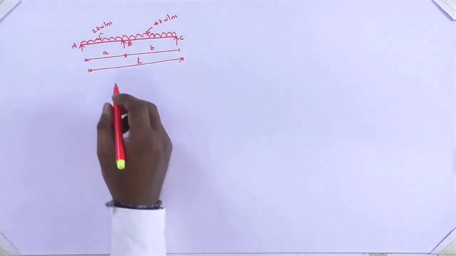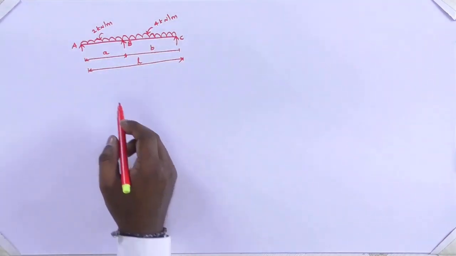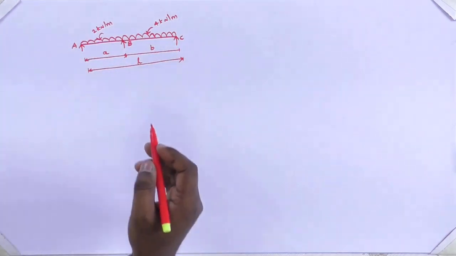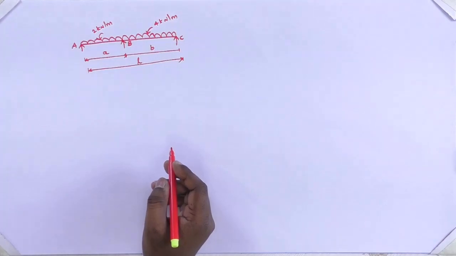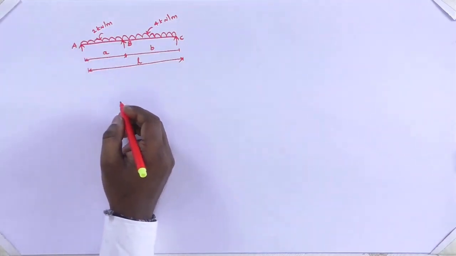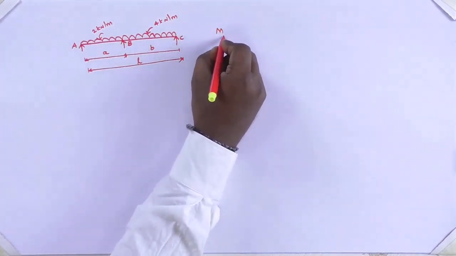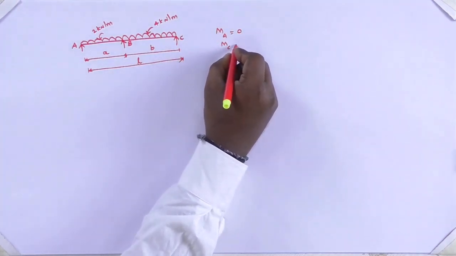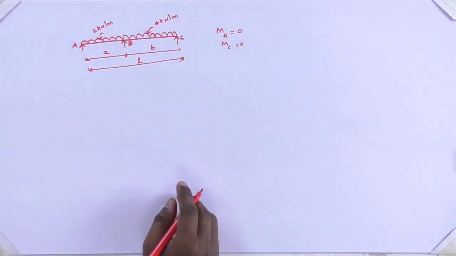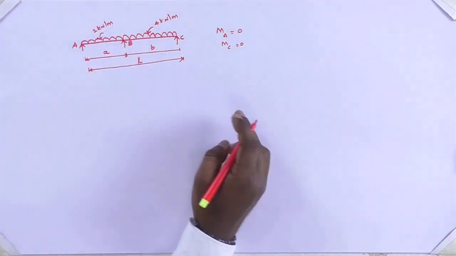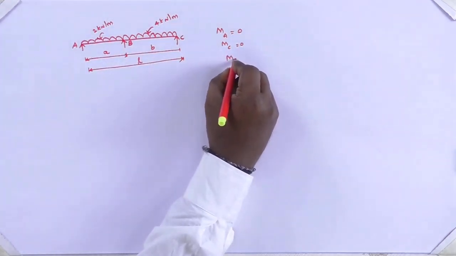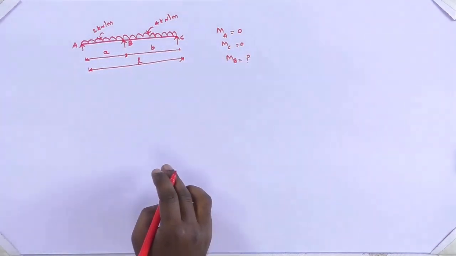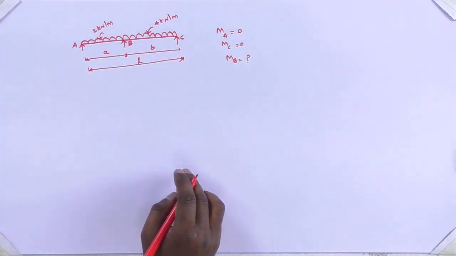We know that at this end as well as that end, both are simply supported, it is not a fixed support. So the moment about point A is equal to 0 by default, as well as the moment about C is equal to 0. So the one and only thing is the moment about point B. What is the procedure to solve for this moment at point B?